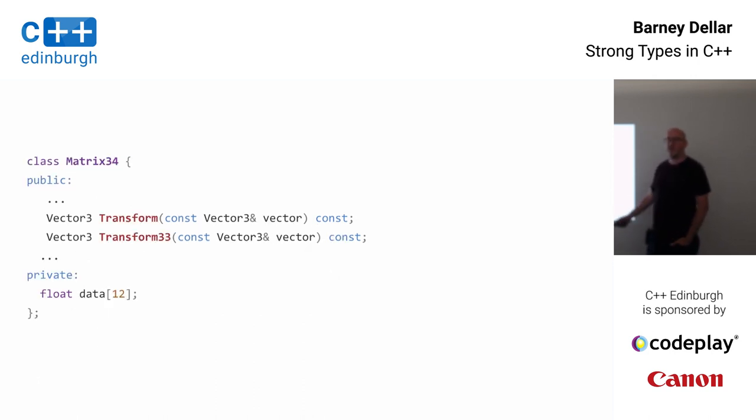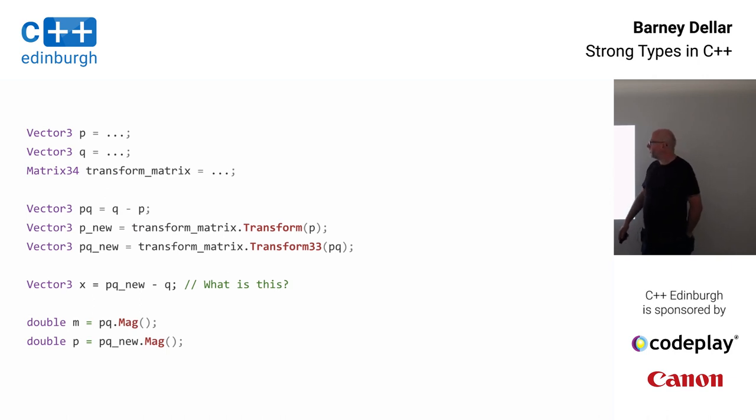And we have another class representing a transformation matrix that allows us to transform points or to transform vector 3 if you're using a vector, because the transform doesn't apply a translation, because a vector is just a direction and doesn't have a location.